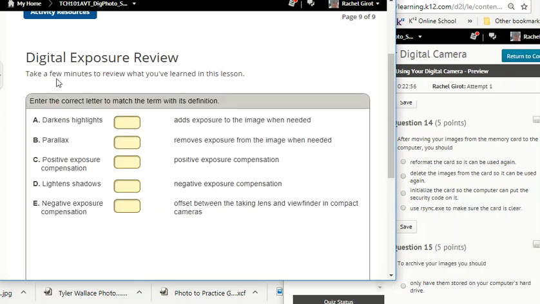Digital exposure review. Take a few minutes to review what you've learned. Adds exposure to the image when needed. Positive exposure compensation. Removes exposure when needed. Negative exposure compensation. Positive exposure compensation lightens shadows. Negative exposure compensation darkens highlights. Offset between taking lens and viewfinder in compact cameras. Parallax.